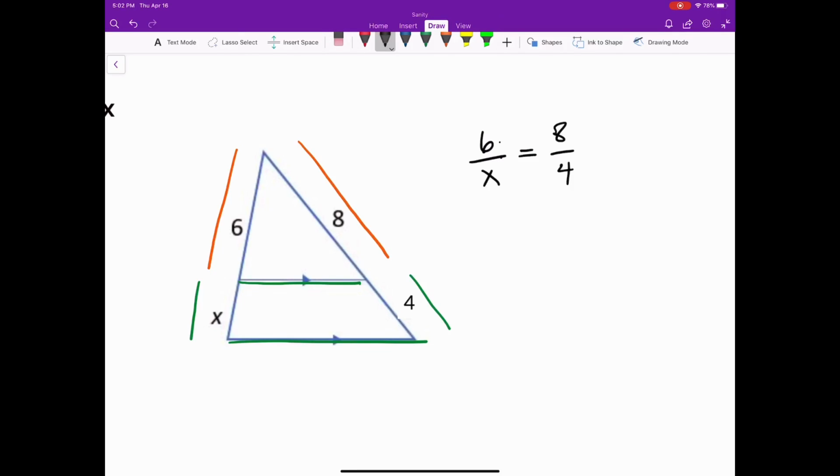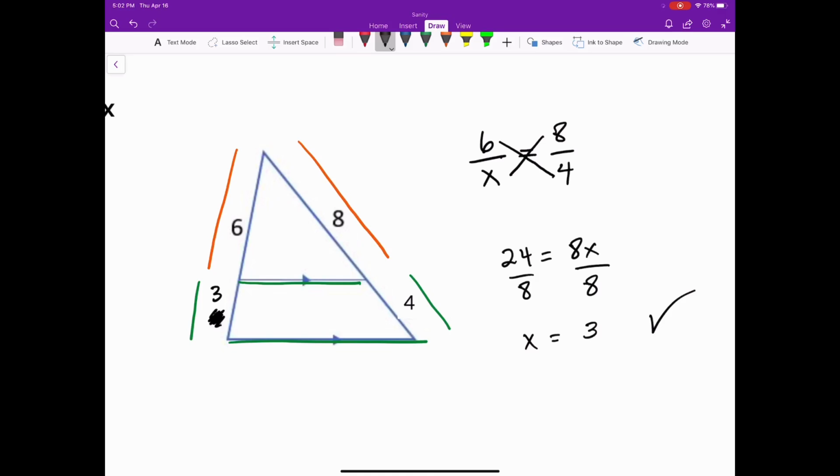So I'm going to cross multiply to solve for x. I'm going to do 6 times 4 is 24, which equals 8 times x, and then divide by 8 on both sides, and you get that x equals 3. So yes, indeed, we do have that length of 3. So x is equal to 3.